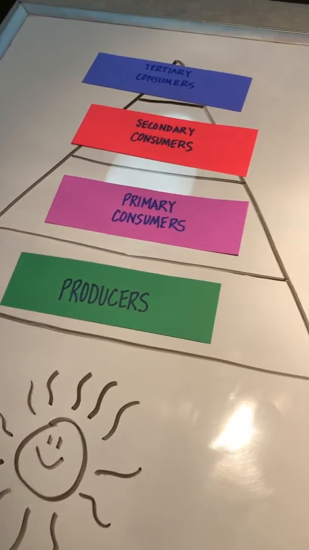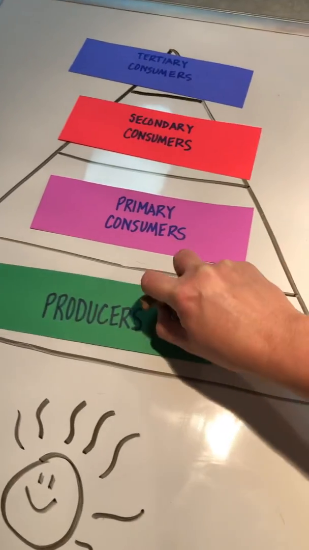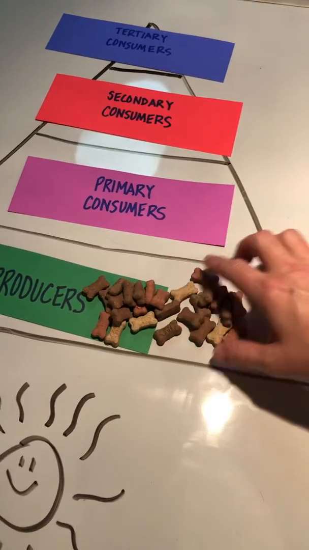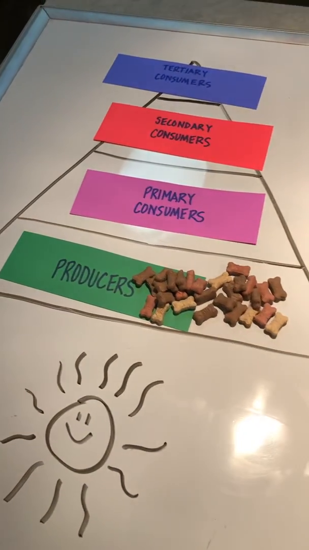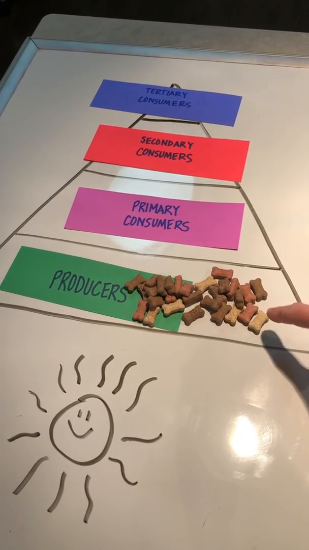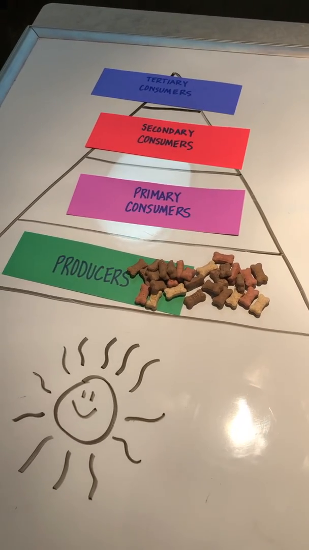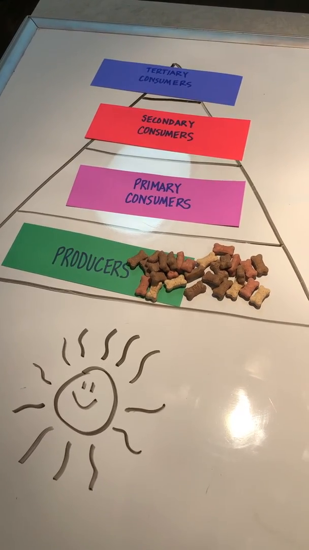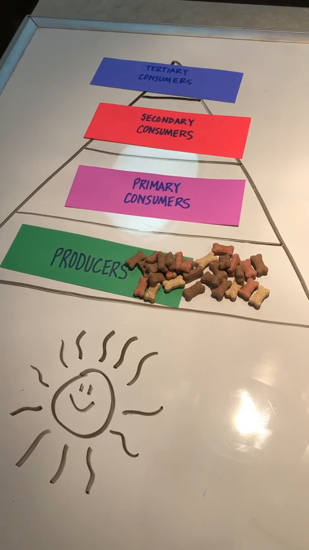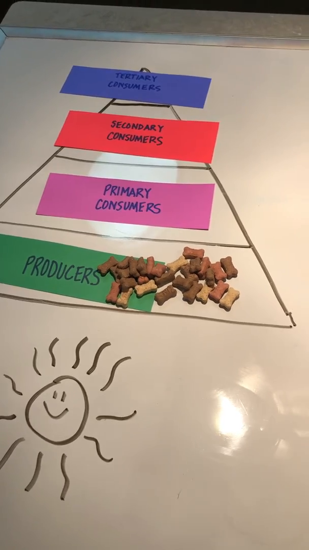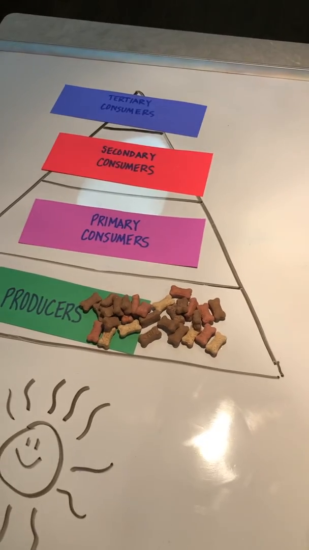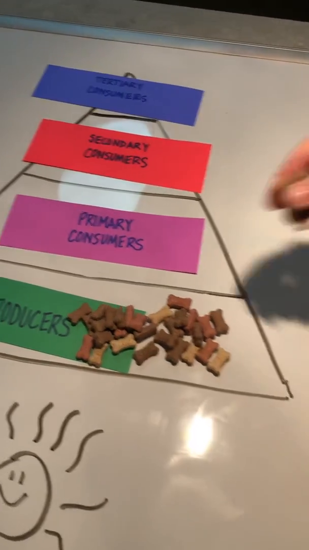We're going to use these little dog biscuits as an example of units of energy. I'm not going to count, but I want you to imagine that there are 1,000 dog biscuits here. If only 10% of the 1,000 is able to be transferred to the next level, how many should be transferred? Again, we're starting with 1,000. We should have 100. So 100 of the 1,000 would be transferred.